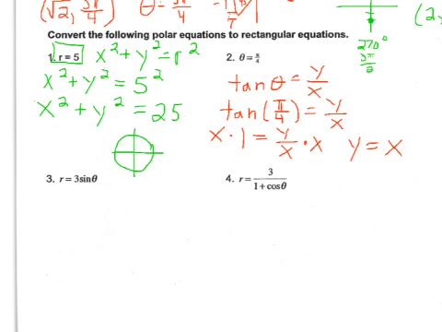So what this would mean, if we were going to graph theta equals pi over 4 as a polar equation, we have the angle, pi over 4, which is right there, and we would just have a straight line on that angle, and then it would continue down here. So that is the same equation as y equals x.